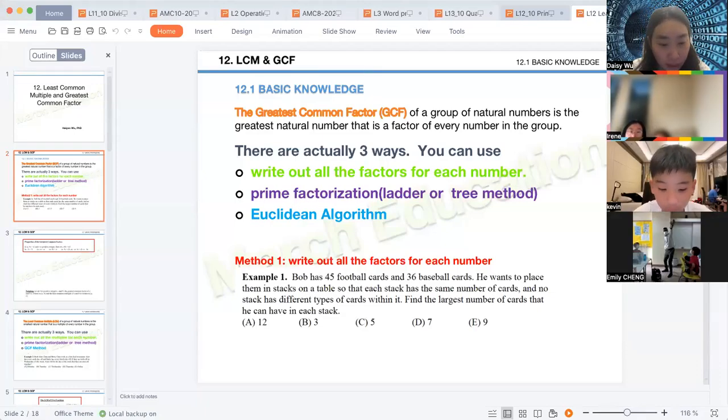So, firstly let's review what we talked about in last class. Last class we talked about the factor, right? And how to find a factor. So today, firstly let me review.